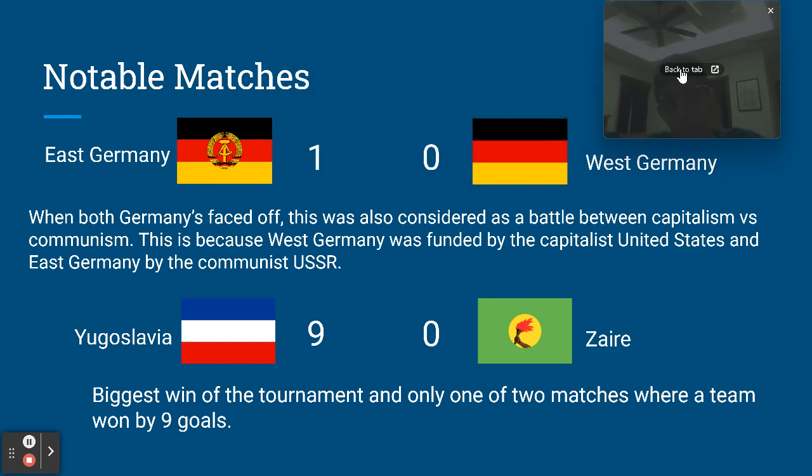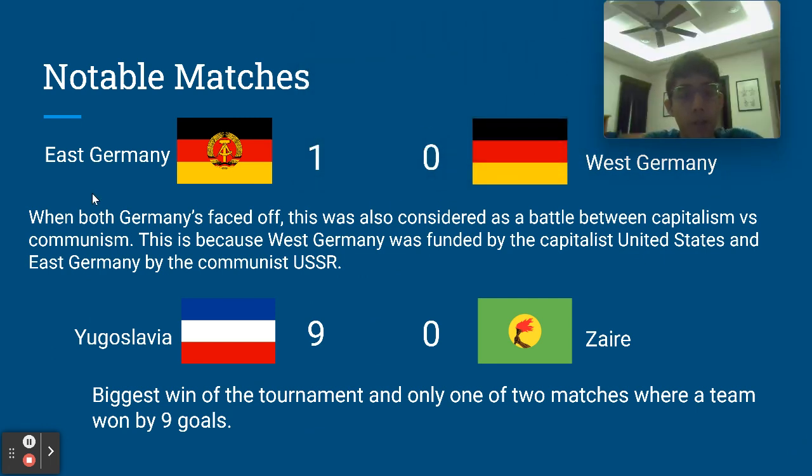Here we have some of the notable matches. First off, we have East versus West Germany. Here, East Germany won 1-0, but this was a very intense match since both Germanys faced off. It was considered a battle between capitalism and communism, mostly because West Germany was funded by the capitalist United States, and meanwhile the East Germans were funded by the USSR, which, as we know, was communist.